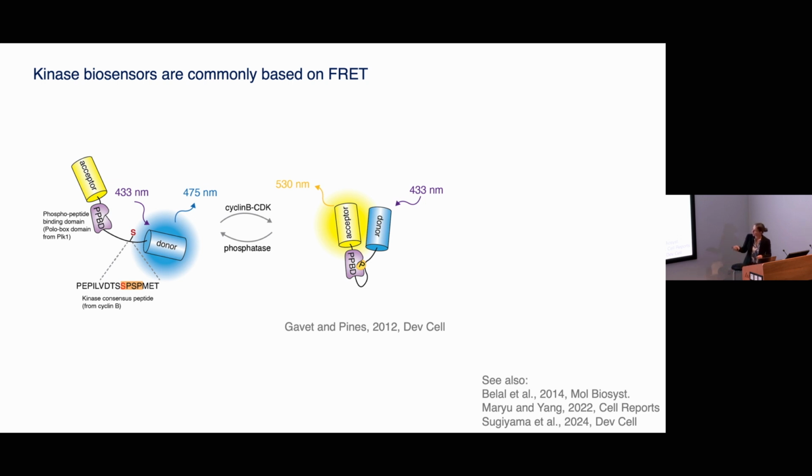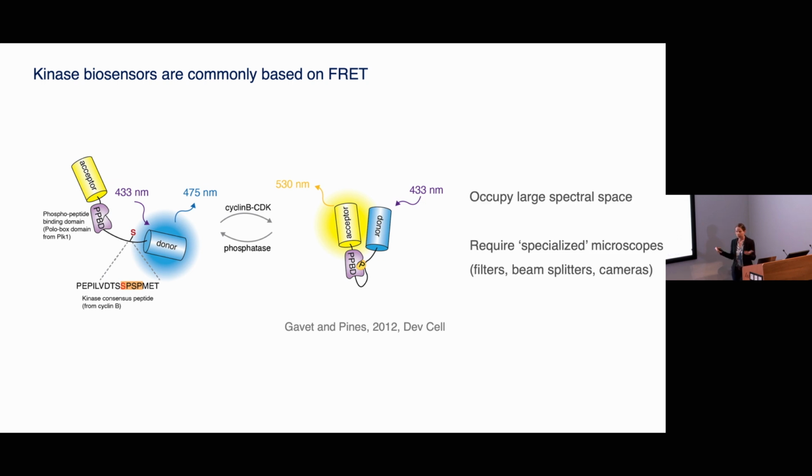For the cyclin-dependent kinase, this was first done here in Cambridge in 2012. But by now, we have seen many different designs for many different organisms, which work very nicely. However, there are some problems with this. These sensors usually occupy a rather large spectral space. This means if you want to multiplex and measure many of these enzymatic activities at the same time, you might run out of fluorescent proteins to use. And they also require rather specialized microscopes, although compared to some of the other microscopes people are using here, they are maybe not so special.